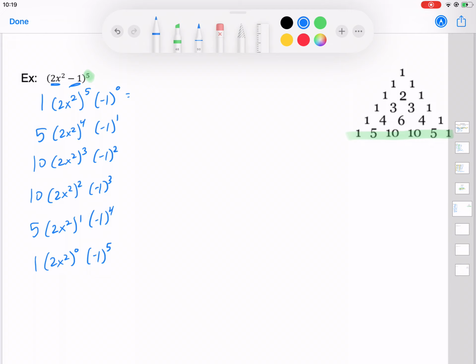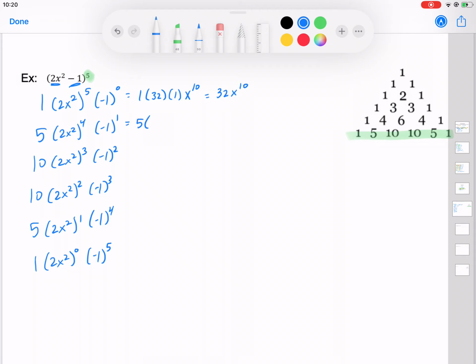Time to work our magic. So I'm going to ignore the x at first, so I'm just doing 1 times 2 to the 5th. 2 to the 5th is 32, and the negative 1 to the 0 is 1. Now, x squared to the 5th, you'll multiply those together, so is x to the 10th. So this is just 32x to the 10th.